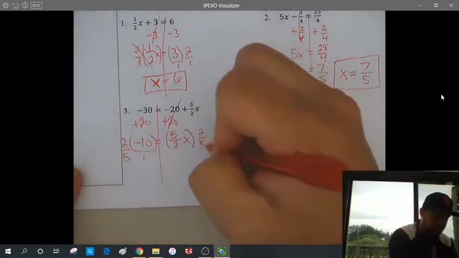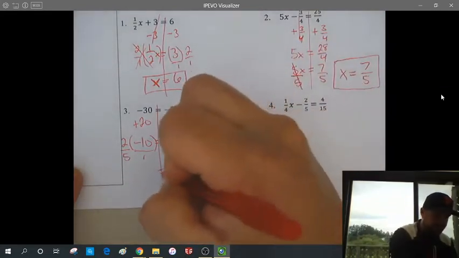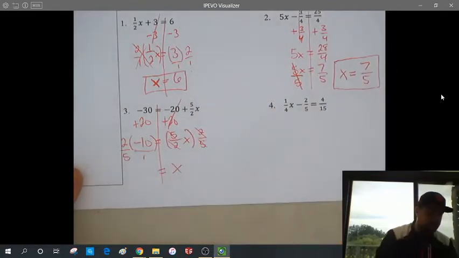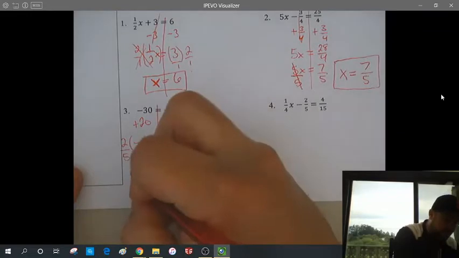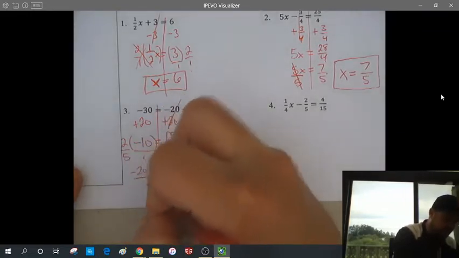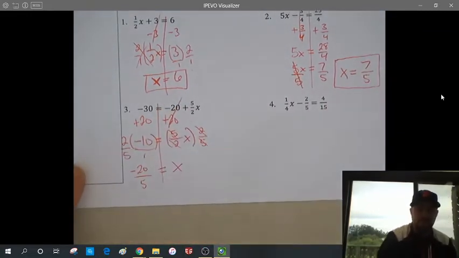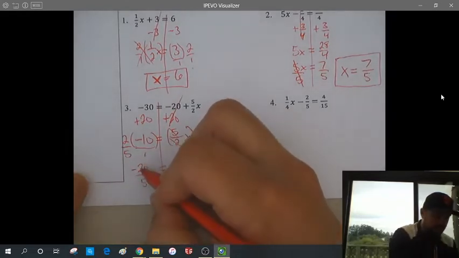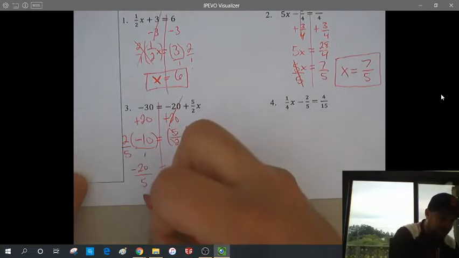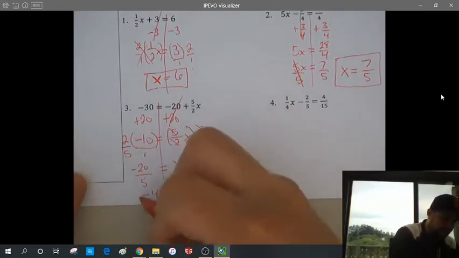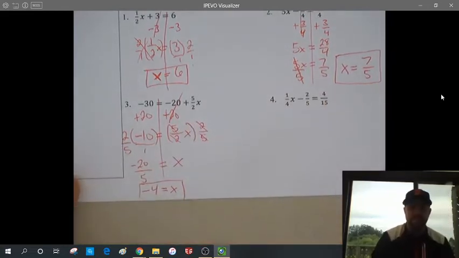So now the 5's cancel here, the 2's cancel. I get just x on that side like I'm wanting. Over here, I've got 2 times negative 10, which is negative 20, over 5 times 1, which is 5. And now I can go ahead and reduce that, but again, view this as division. Negative 20 divided by 5. It does divide evenly, and that's going to give us negative 4.